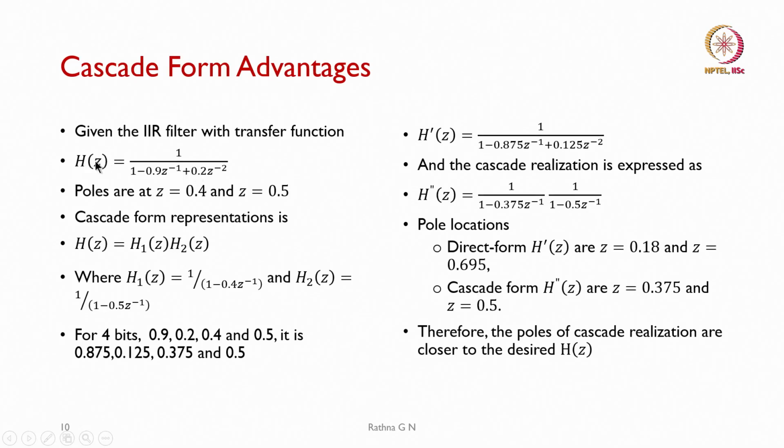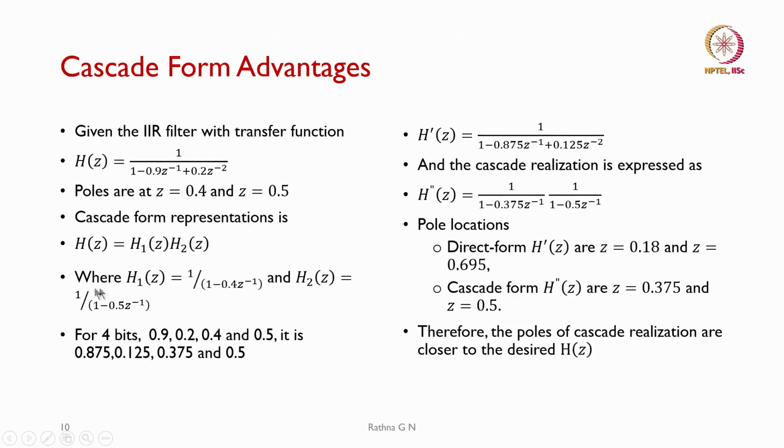The impulse response of the filter in the Z domain is given as H(z) = 1 / (1 - 0.9 z^-1 + 0.2 z^-2). If we consider the poles, then z = 0.4 and z = 0.5. In the cascade form representation, we represent this as H1(z) times H2(z).